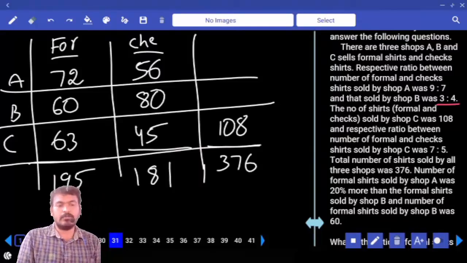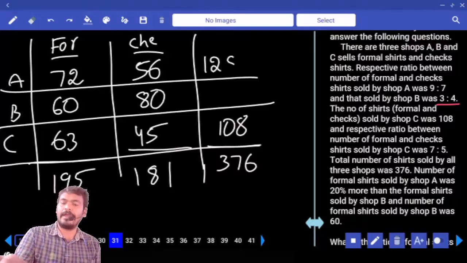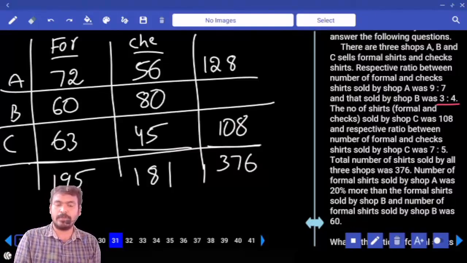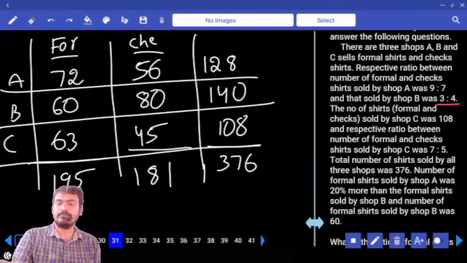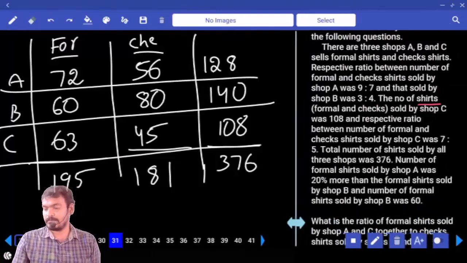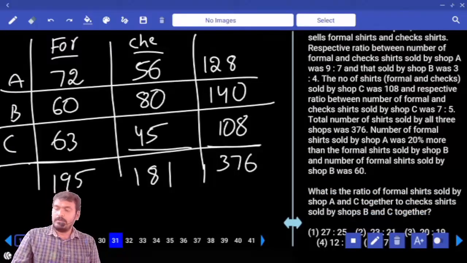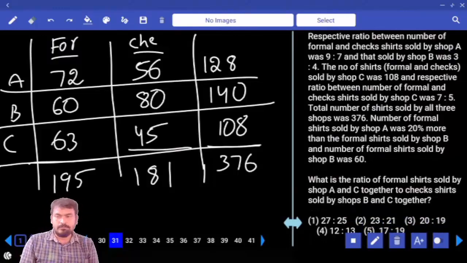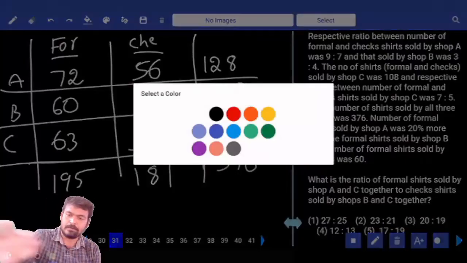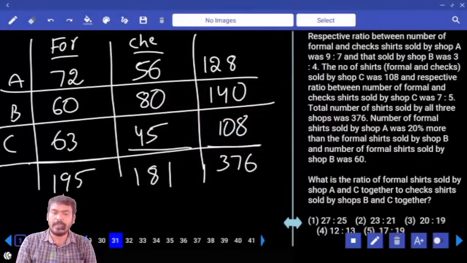Okay. Next, what is the total shirts in shop A? 128. What is the total shirts in shop B? 140, or not? What is the first question? What is the ratio of the formal shirts sold by shop A and C together and check shirts sold by shop B and C together, or not?